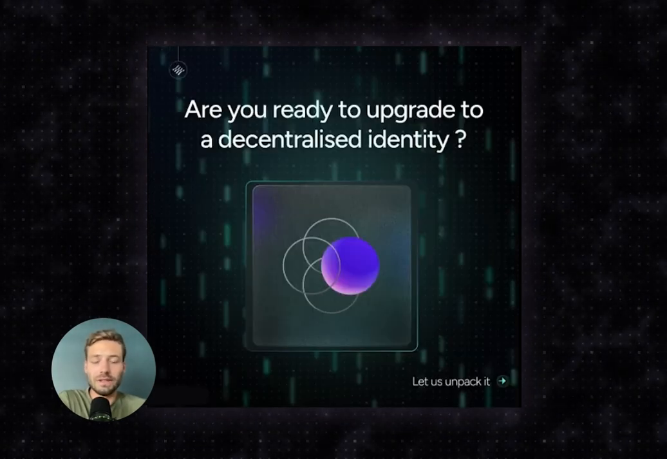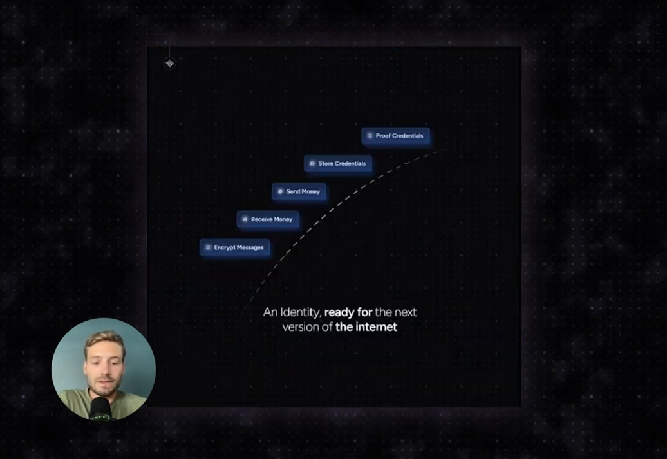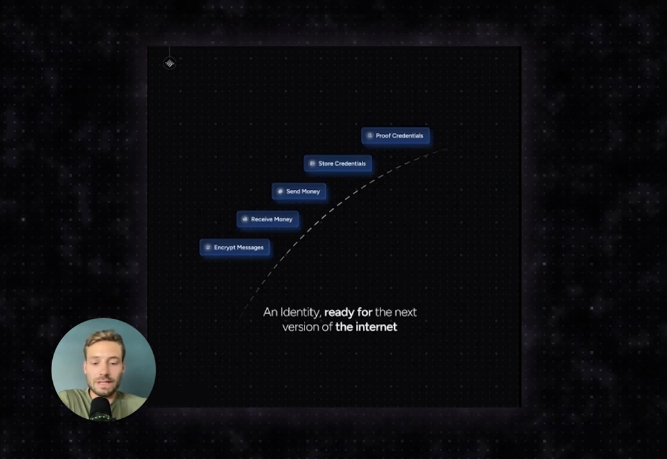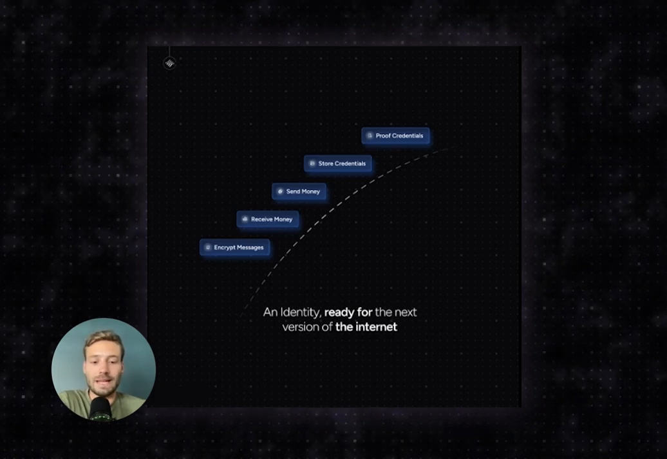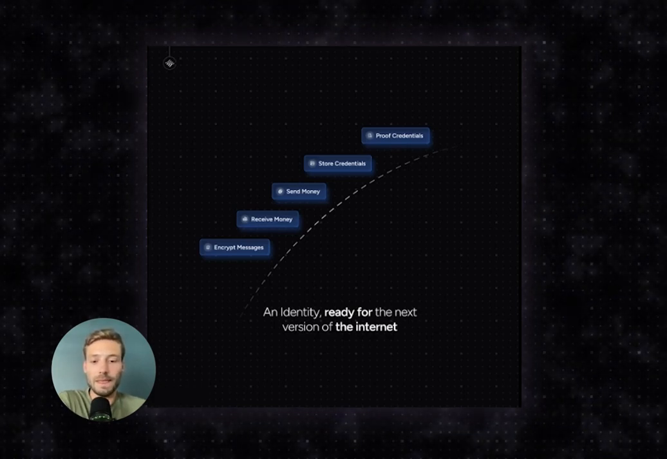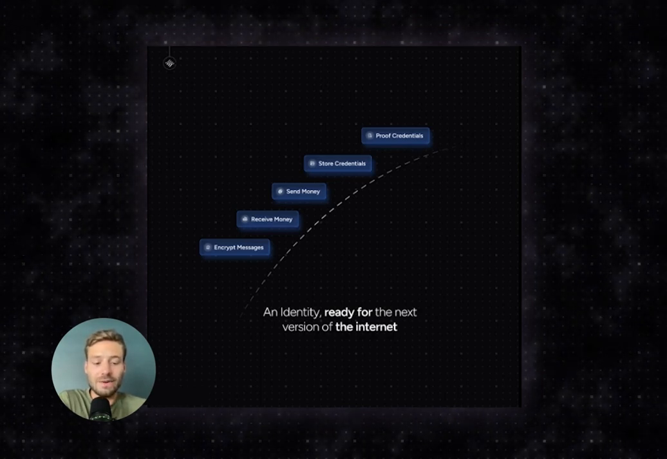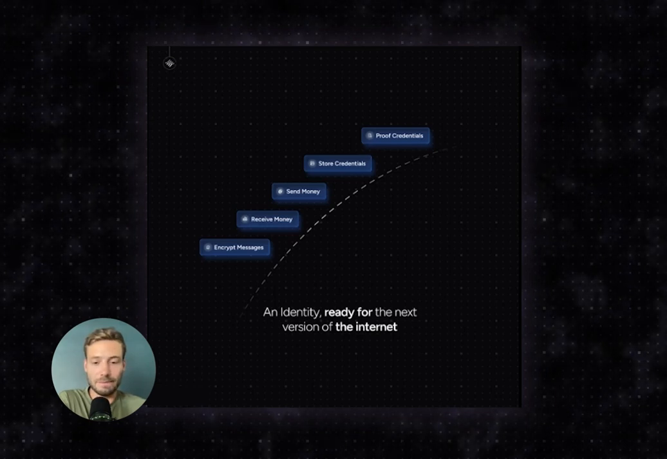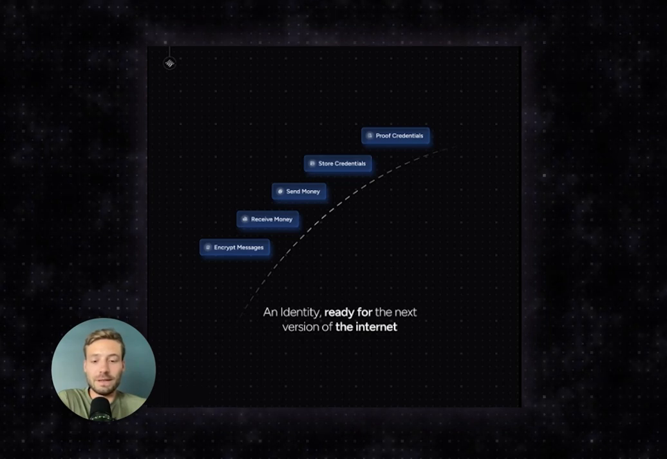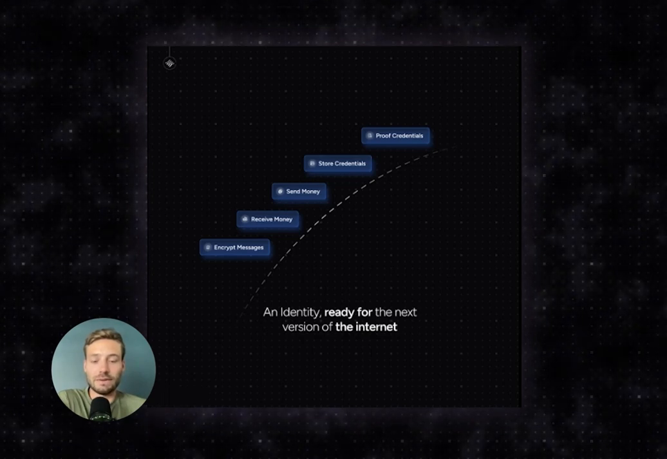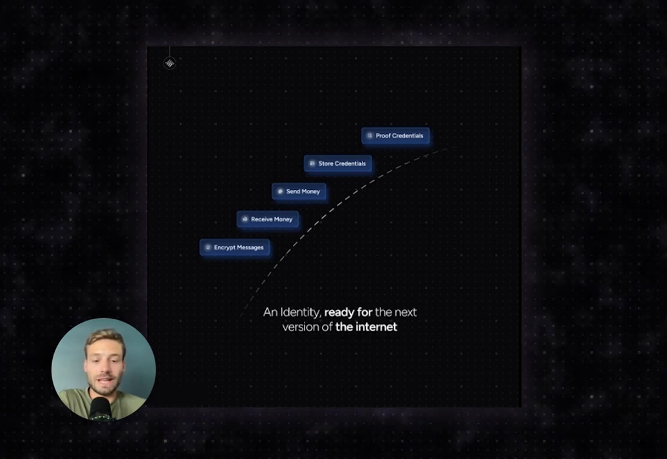So, are you ready to upgrade to a decentralized identity? And what does that mean? It means that you're truly getting ready for a next version of the internet. A version of the internet where we own our own data again, instead of the platform-based internet economy that we were used to in Web 2. Decentralized identity carries these natively internet-enabled characteristics, such as encrypting messages that you send, but also receiving money in the same identifier that you carry around, also sending money over blockchains or other systems, but as well storing credentials.